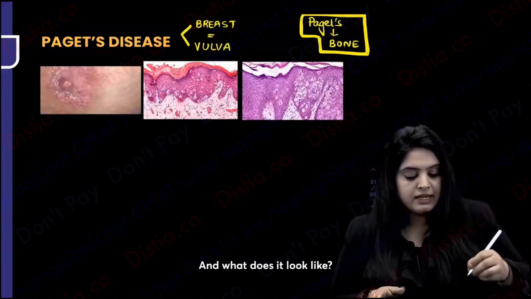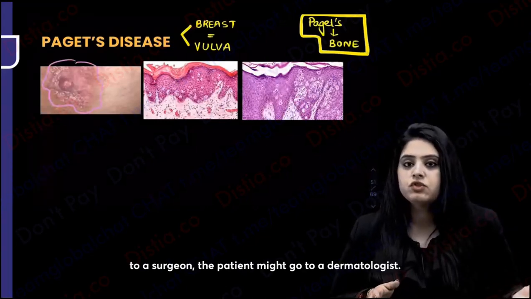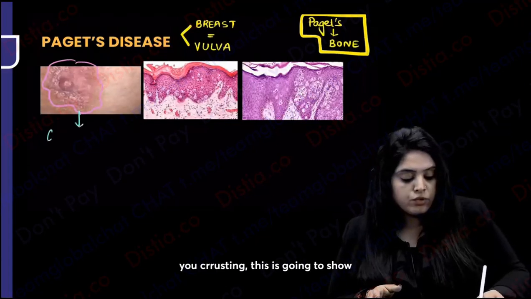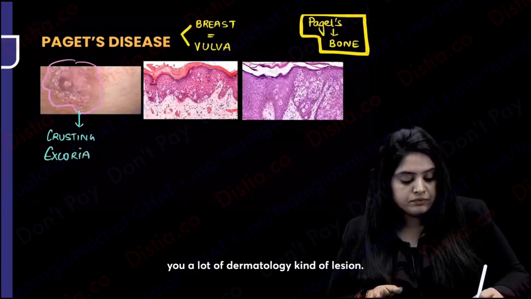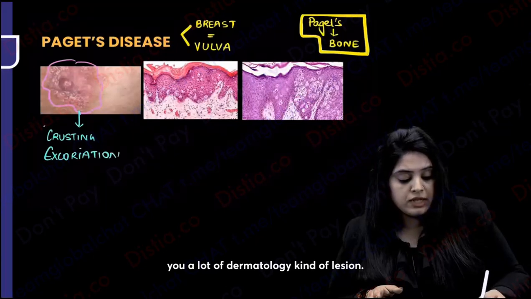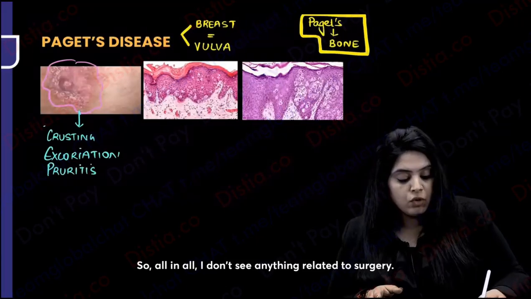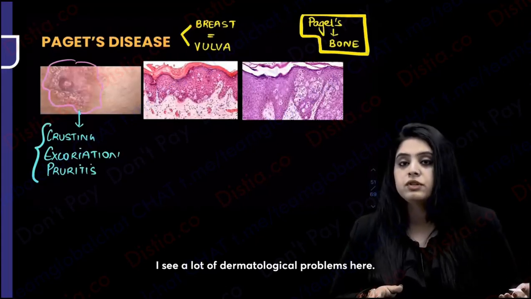And what does it look like? As I told you, the patient might not come to a surgeon. The patient might go to a dermatologist. Why? Because this is going to show you crusting. This is going to show you excoriation. This is going to show you a lot of dermatology kind of lesions. And yes, the patient might also complain of pruritus. So all in all, I don't see anything related to surgery. I see a lot of dermatological problems here.